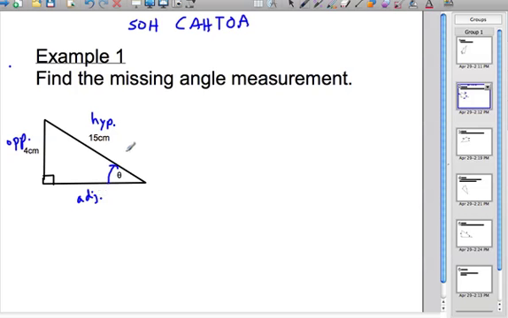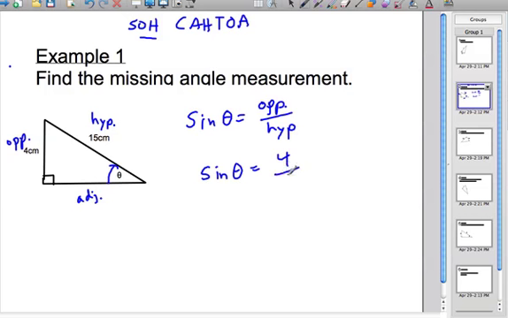Okay, so in this triangle, we're dealing with the opposite and the hypotenuse. So that's the ratio we want to use, which is going to be the sine ratio, because sine equals opposite out of hypotenuse. So we're going to set up the equation sine theta equals opposite divided by hypotenuse. I'm going to fill in the numbers now. The opposite is 4 centimeters and the hypotenuse is 15 centimeters.